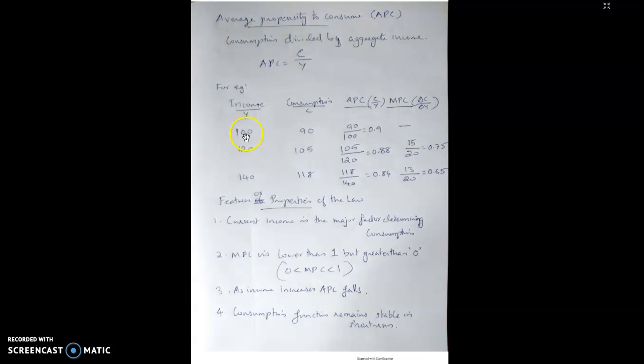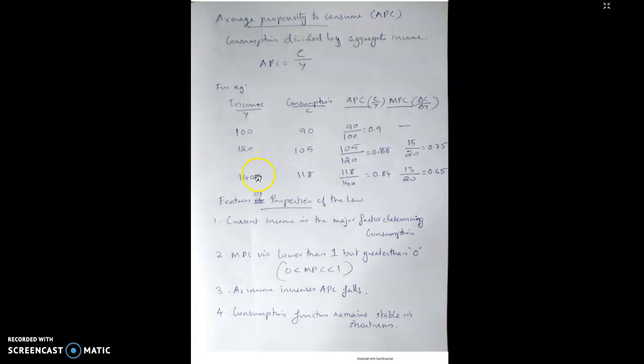So income is 100 and an individual is spending 90 out of 100. So average propensity is nothing but total consumption 90 divided by total income 100. That is 0.9. When income increases by 20, total income will be 120 and consumption is 105. Naturally, consumption also increases according to Keynes. So the average propensity is 105 divided by total income 120, that is 0.88.